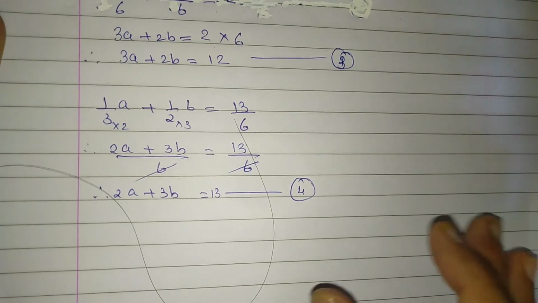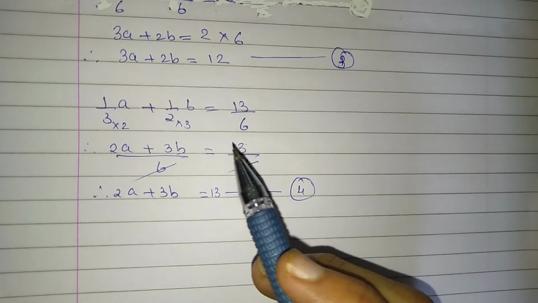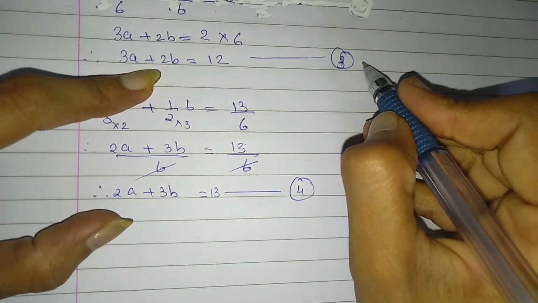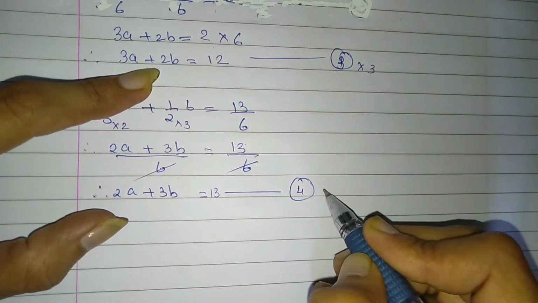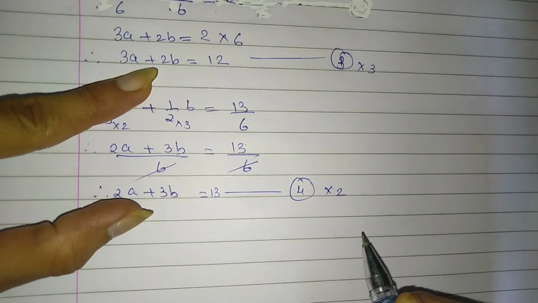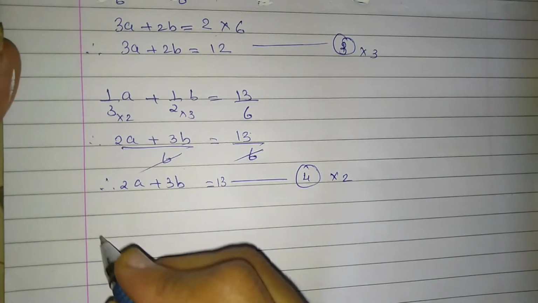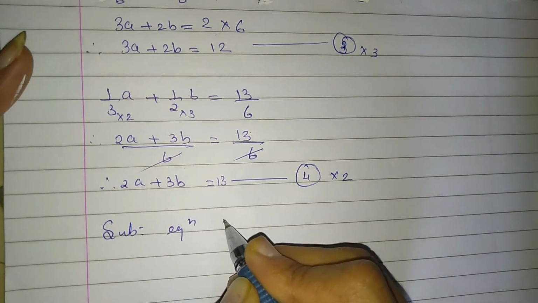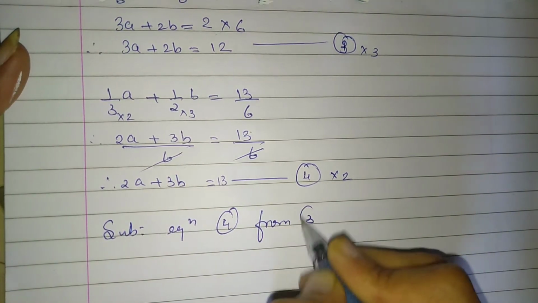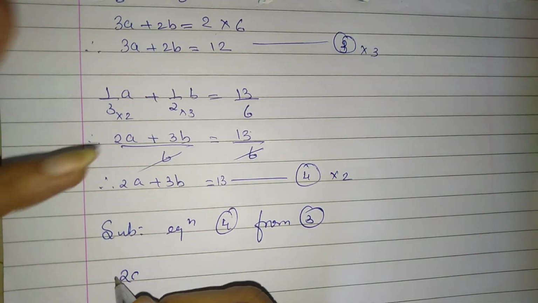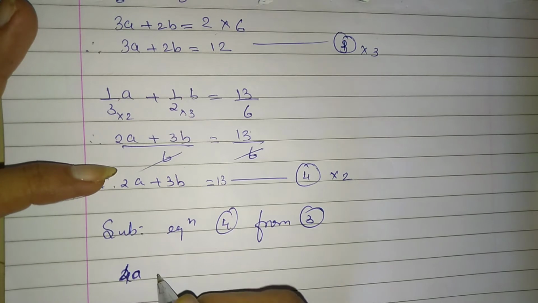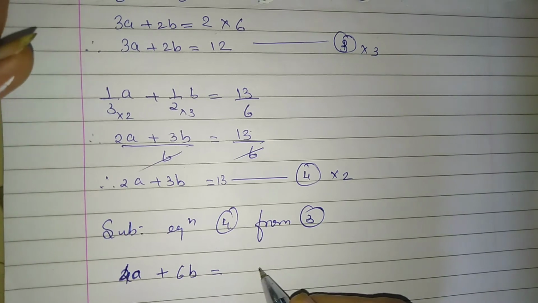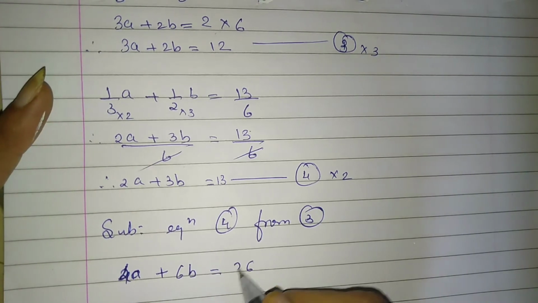Now what we will do, eliminate one variable. Any of you can take, I am taking b. So 2 into 3 and 3 into 2, which is 6. So 6 can cancel. So subtracting equation 4 from 3. 2 2s are 4a plus 2 3s are 6b equal to 13 2s are 26.